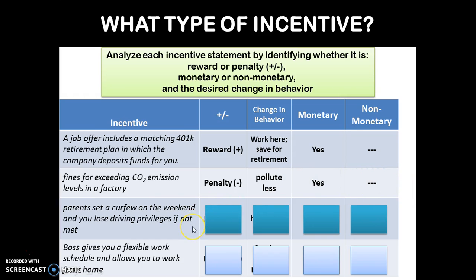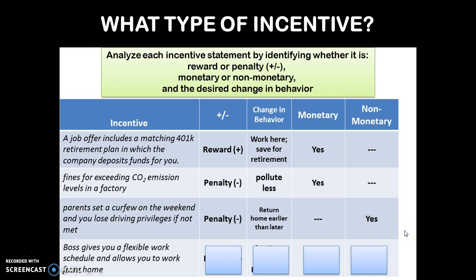Parents setting a curfew on the weekend. That's going to be a penalty. Okay? The change in behavior is you don't stay out late. You get home earlier than later, and that will be a non-monetary incentive. And lastly, the boss giving you a flexible work schedule, allowing you to work from home. That will be a reward. You'll continue your hard work performance, and there's no money being exchanged. It is non-monetary.